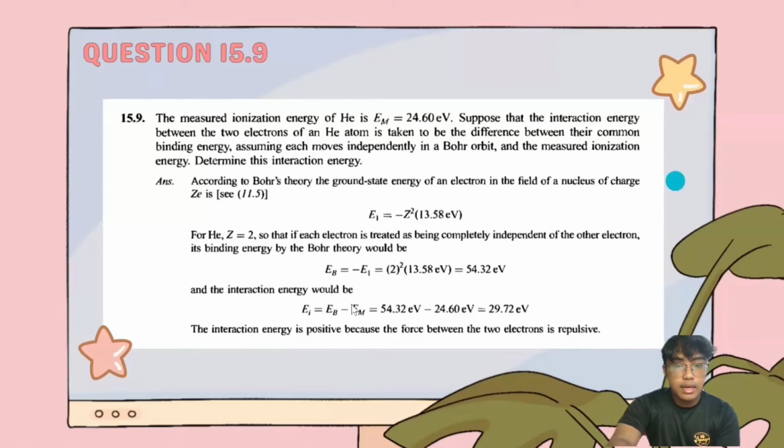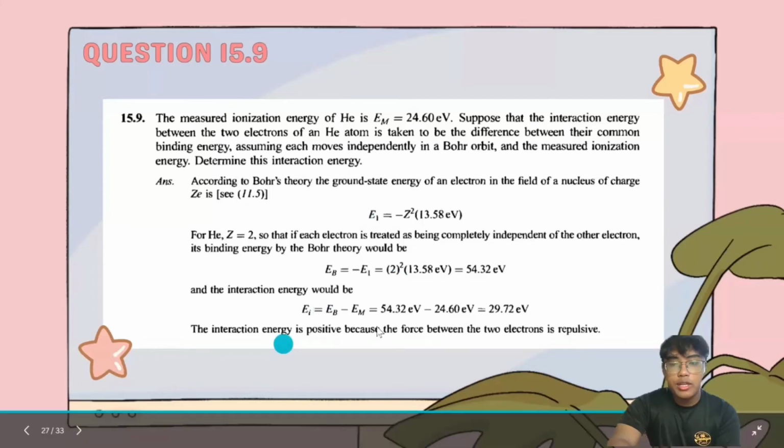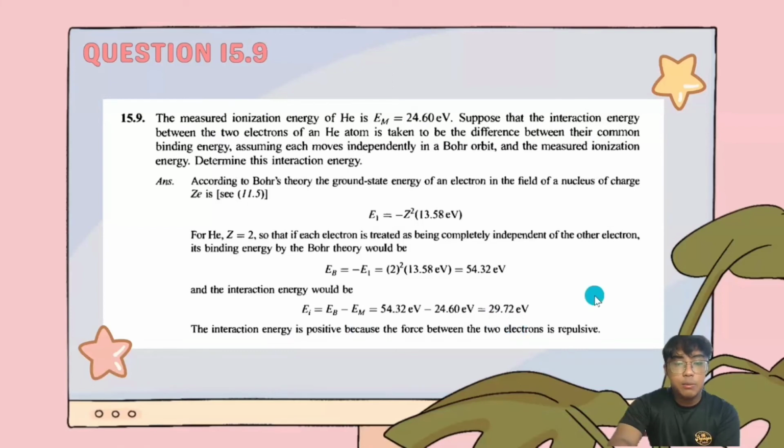So we put this into this formula. And the interaction energy would be 29.72 electron volt. The interaction energy is positive because the force between the two electrons is repulsive.